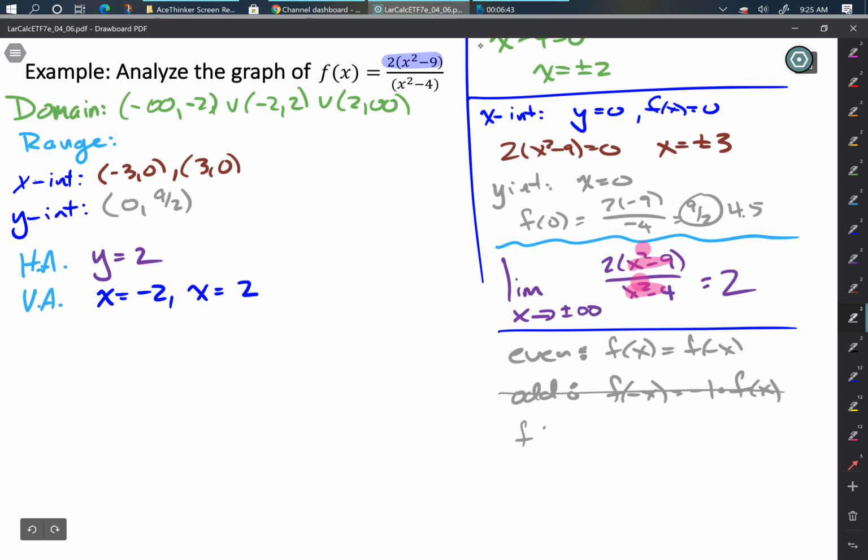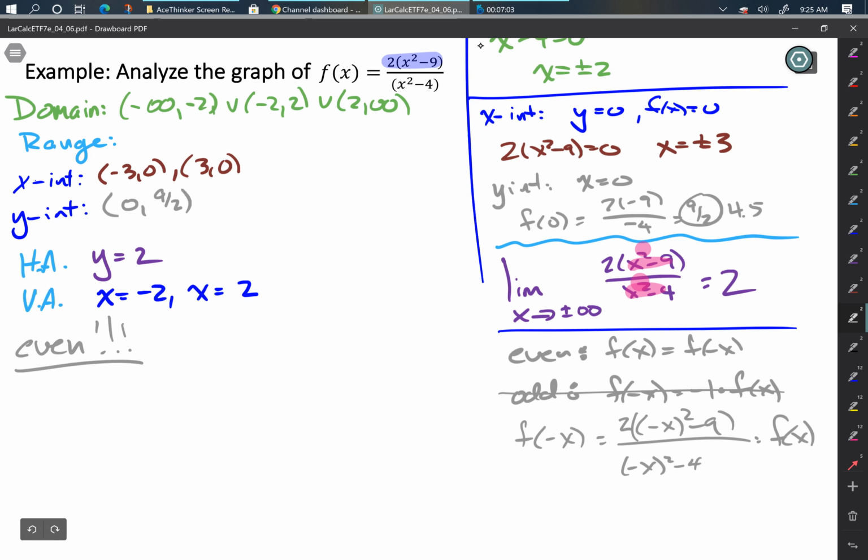So what is f of negative x? Well, f of negative x is going to be 2 times negative x squared minus 9 over negative x squared minus 4, which is just f of x after you clean it up. So this thing is an even function. That means it is a perfect reflection across the y-axis, which will help us graph this thing.